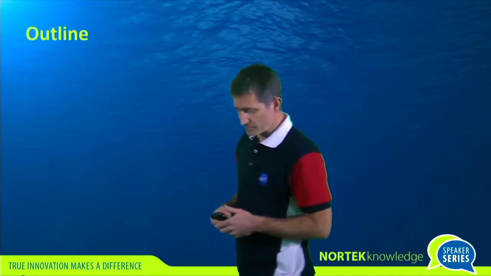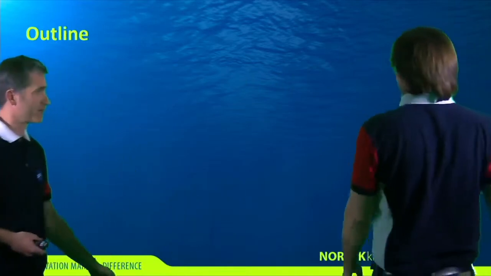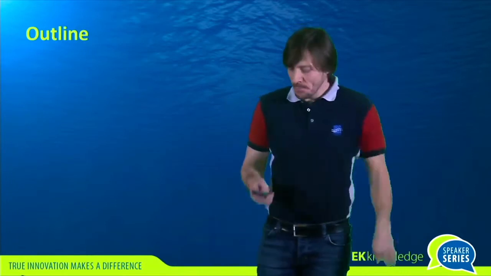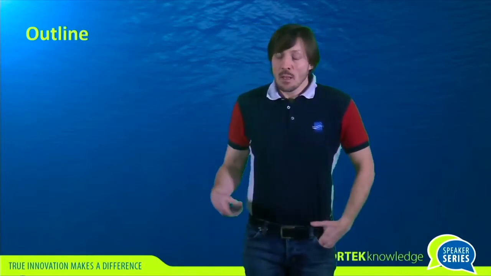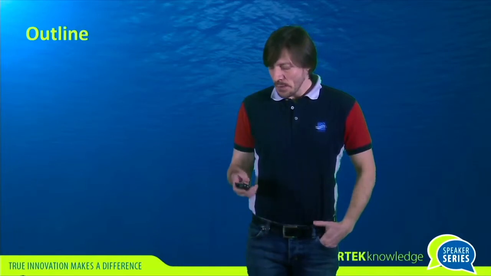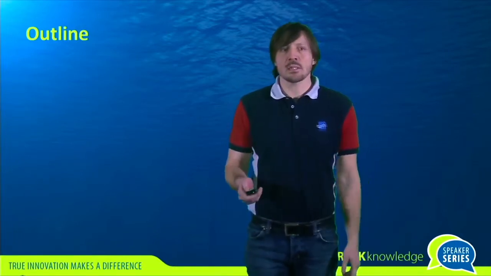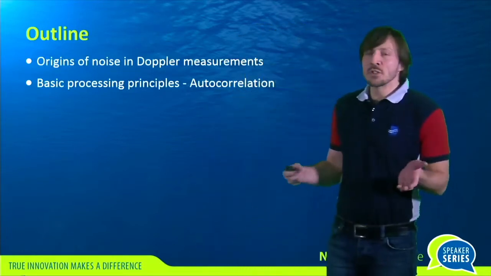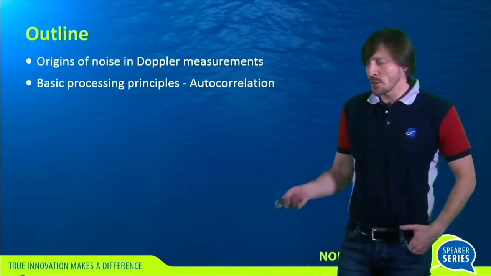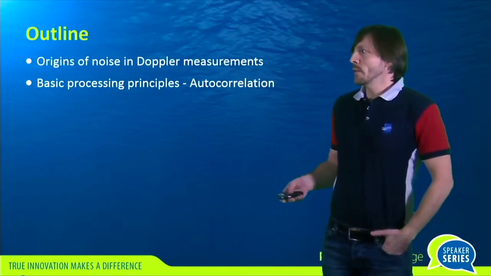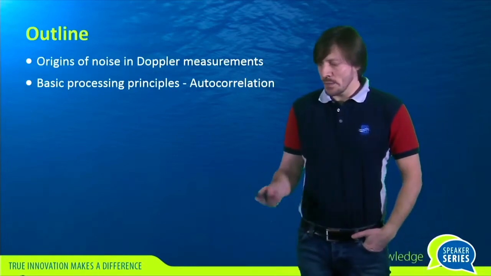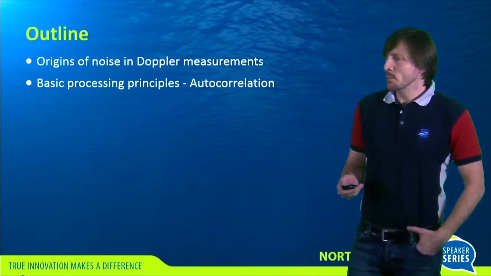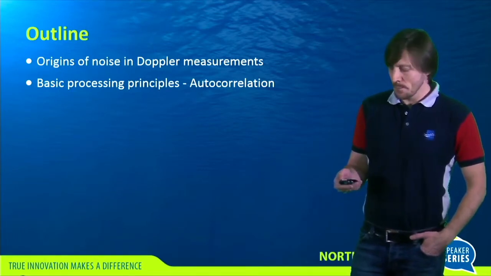So I will turn it over now to Audun Ramstad, who is our expert, and I'll give you the controls now. Thank you, Torstein. So today I'll be talking about measurement uncertainty in the Doppler instruments. The outline is that we're going to introduce the topic of uncertainty in these measurements, and look at the origins of velocity noise. We'll also talk a little bit about the basic processing principles of the autocorrelation techniques that we use.